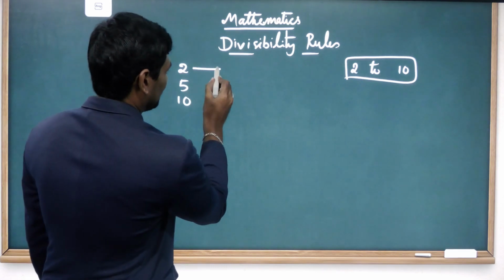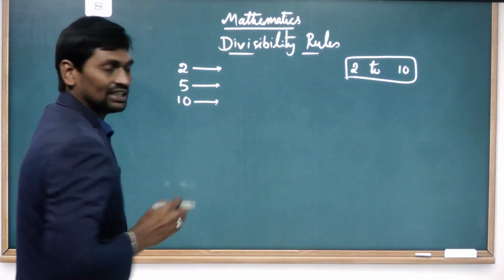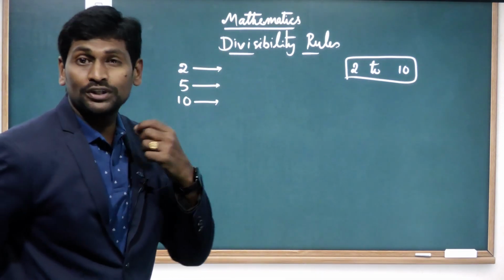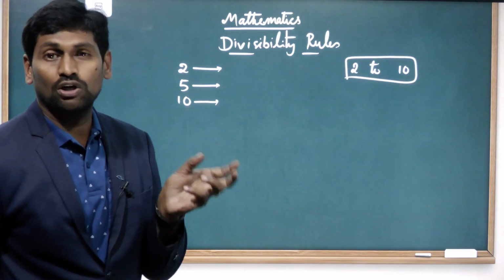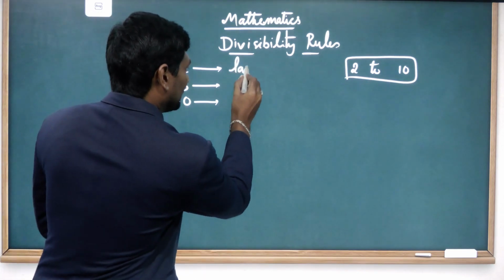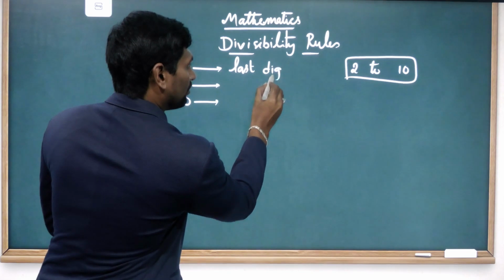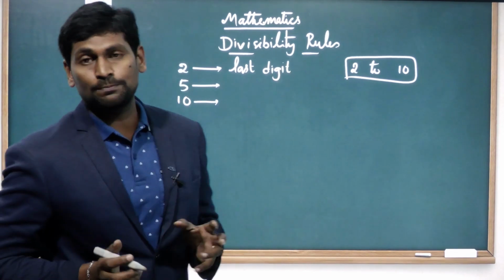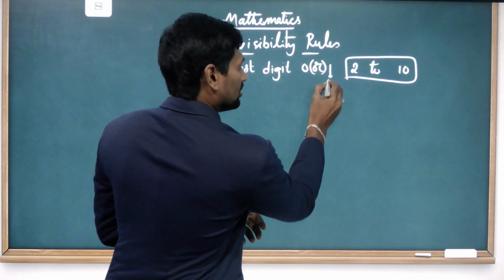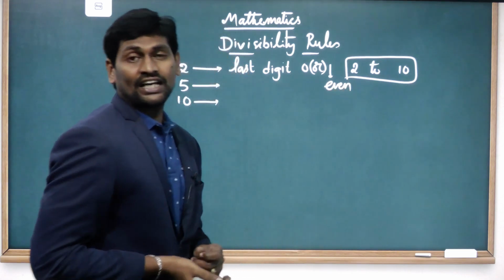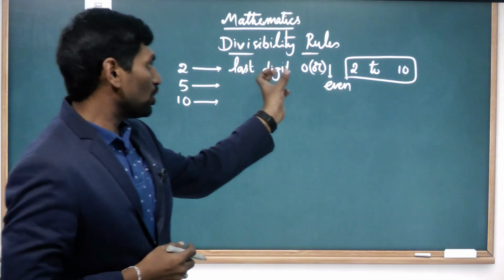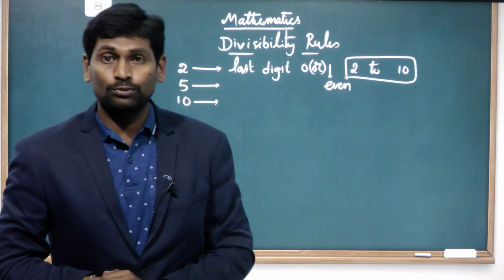Because these three rules have a common link, we are just checking the units place digit of a number. Units place digit or ones place digit, both are the same. So if the last digit or units place digit of a number is 0 or an even number, then the entire number will be divisible by 2.